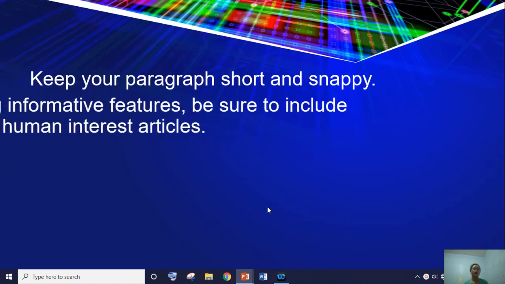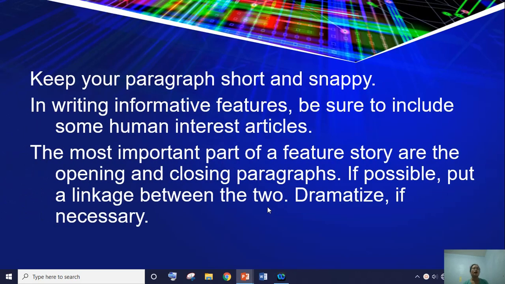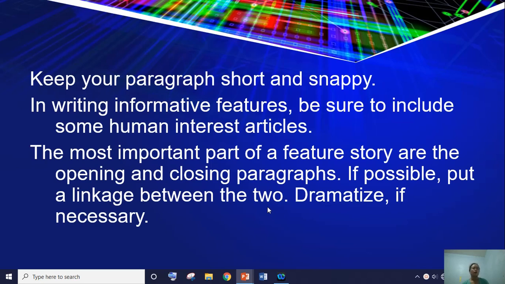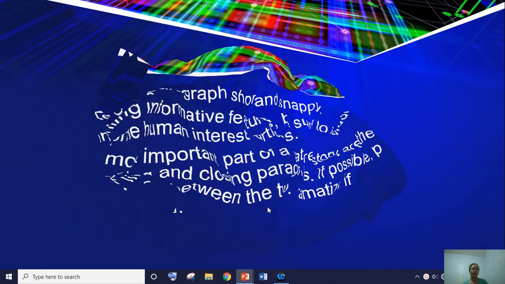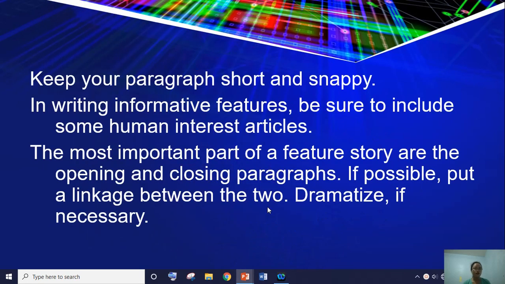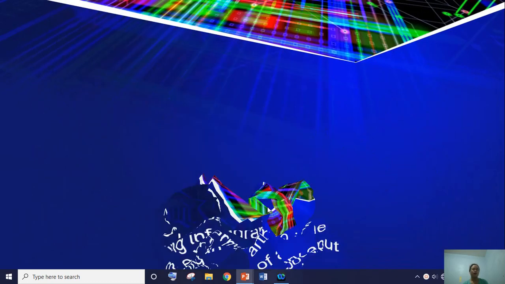So keep your paragraphs short and snappy. In writing informative features, be sure to include some human interest articles. The most important parts of a feature story are the opening and closing paragraphs. If possible, put a linkage between the two. Dramatize if necessary. So a feature article is not necessarily too lengthy, but it is short and snappy.